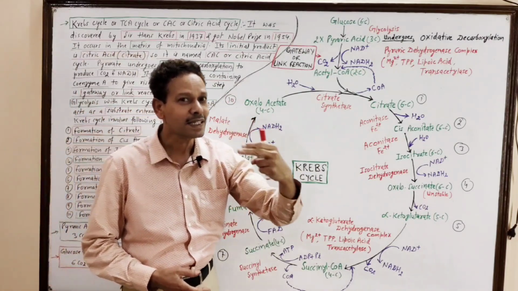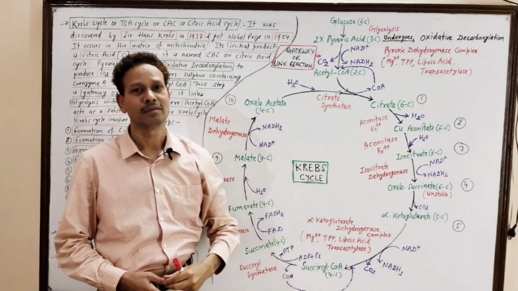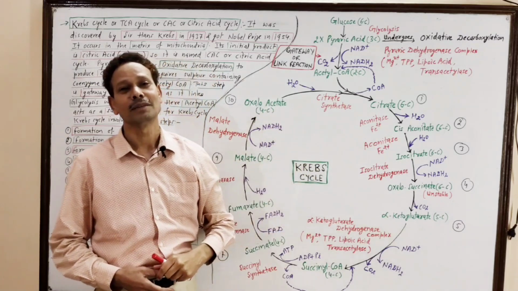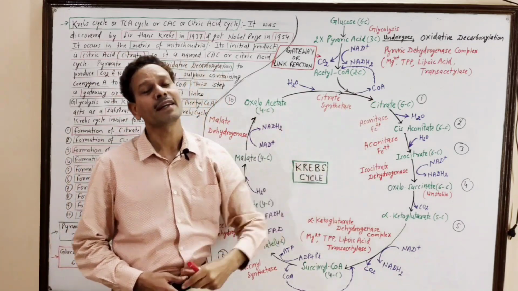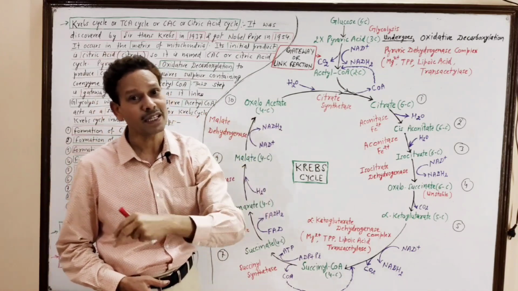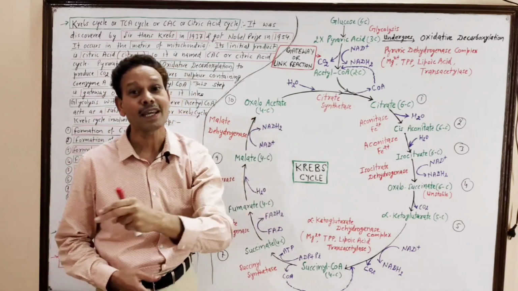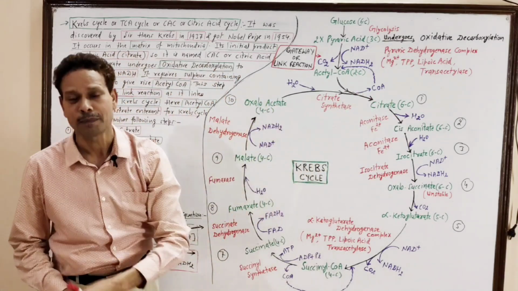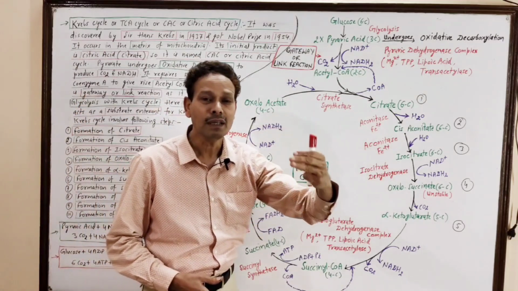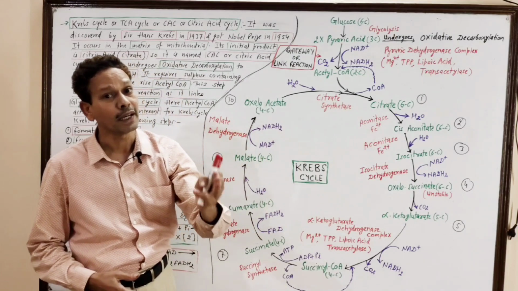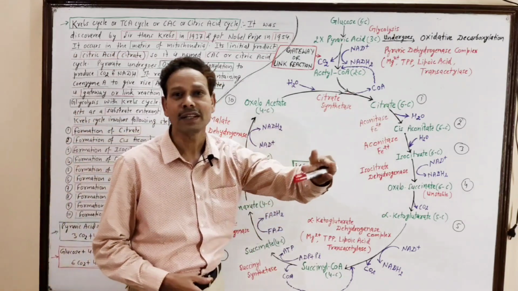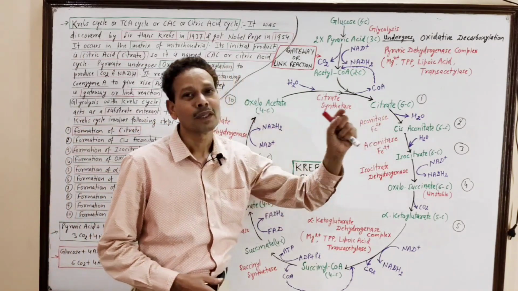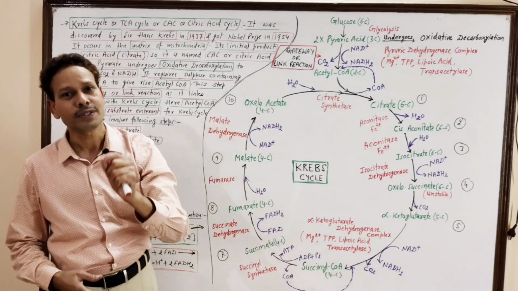Now this citric acid is the first product. It is the initial product. That's why this Krebs cycle is named citric acid cycle, or CAC, or TCA cycle. It means this citric acid has 3 carboxylic groups. So it is a tricarboxylic acid. This citric acid is a tricarboxylic acid. So it is TCA, or citric acid cycle, CAC cycle.